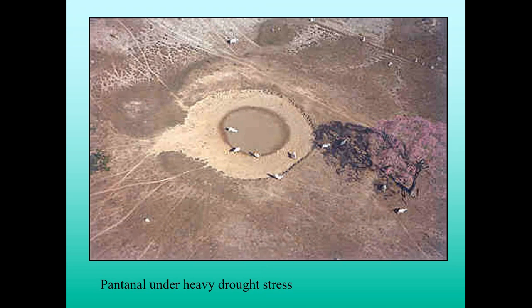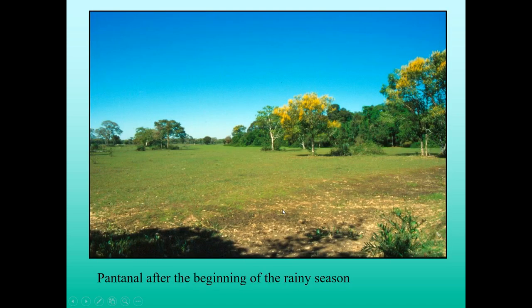When you look at the area here in the Pantanal, then you have the view during low water under heavy drought stress. All is dry. In part, the area is burned. There are very few places with water. You would not consider this as a wetland. After the first rains, the situation is different. Terrestrial grasses start to sprout. The area is green. The trees are flowering. The area looks like a parkland savanna.